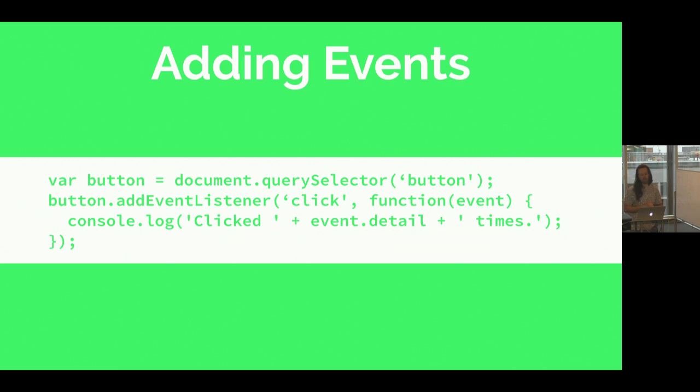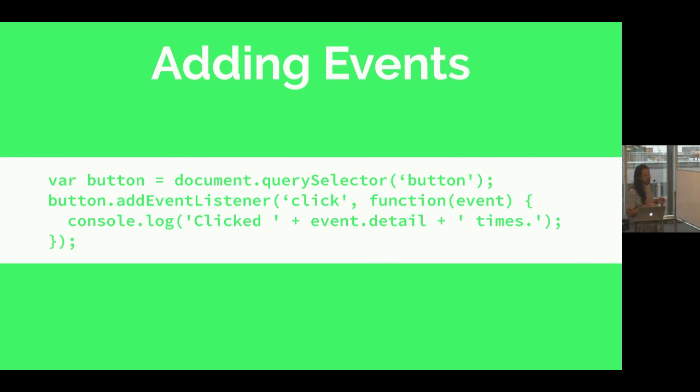We'll query the button. We'll find the element we want to attach an event to. That's the first step: find the element we want to manipulate. And then when we find that element, we can call a function called addEventListener. It's quite a long function name, but it describes well what it does.